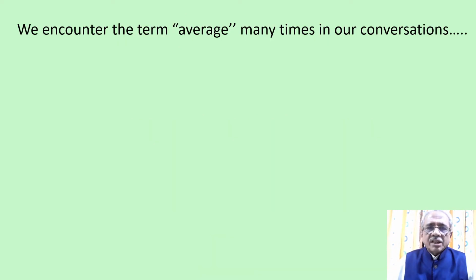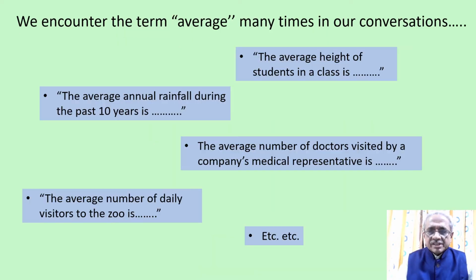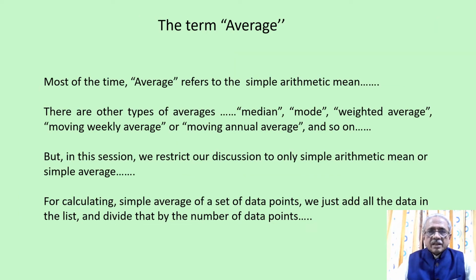We encounter the term average many times in our conversation. For example, the average height of the students in a class is so and so, the average annual rainfall during the past 10 years is so and so, the average number of doctors visited by a company's medical representative is X, and so on. Most of the time, average refers to the simple arithmetic mean.